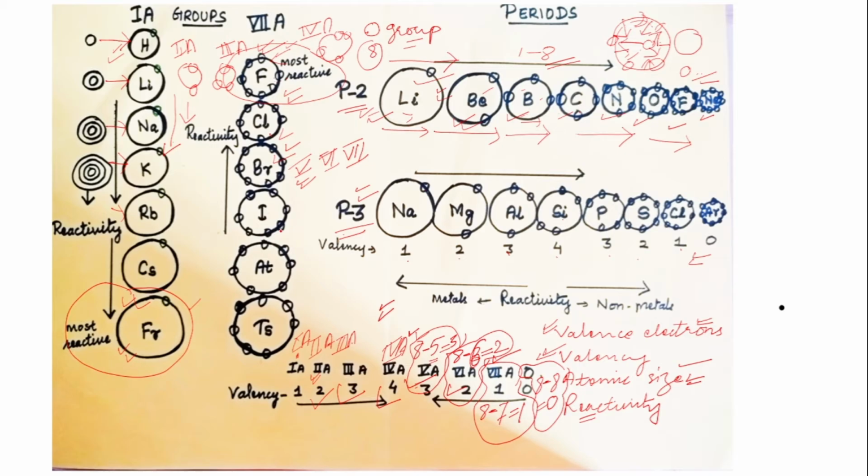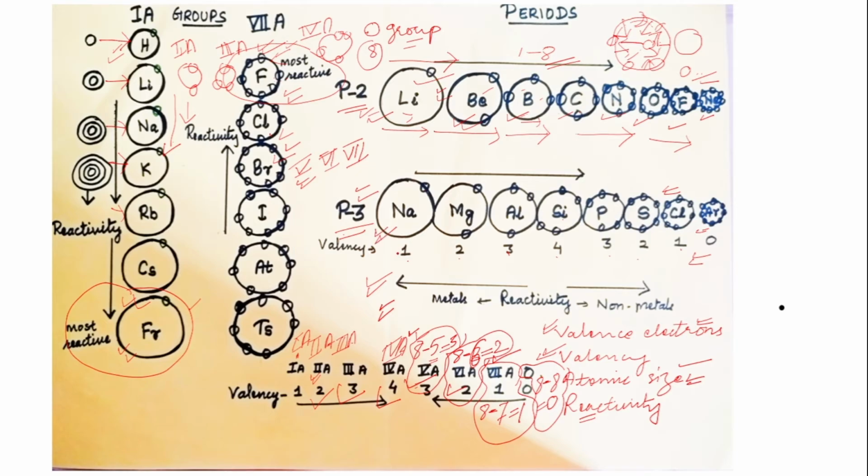Now we'll see the reactivity in case of a period. You see this in a straight line. In period 3, sodium is at the extreme left and argon is at the extreme right. Chlorine, next to argon, is a non-metal towards the right side of the table. Sodium is the most reactive metal in period 3.